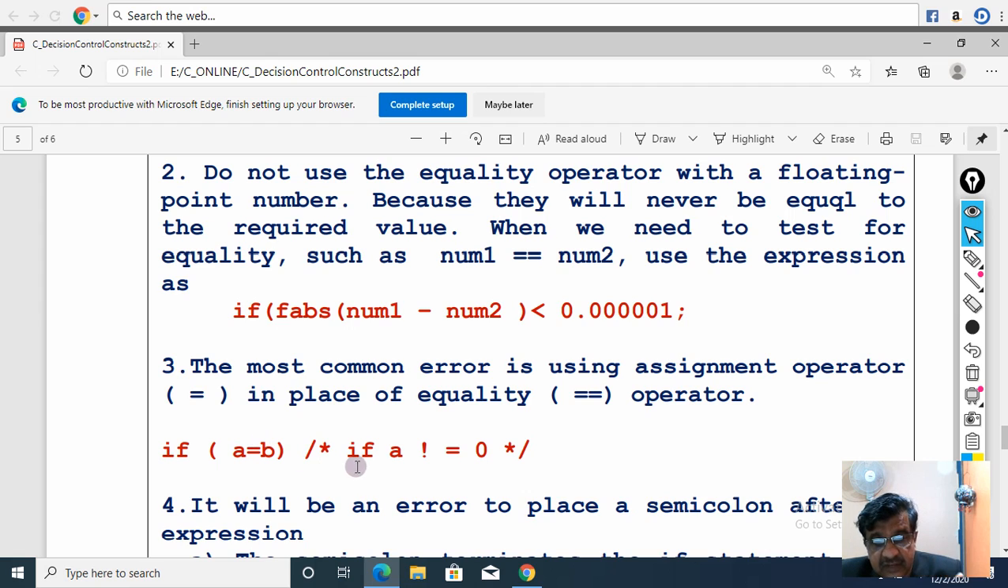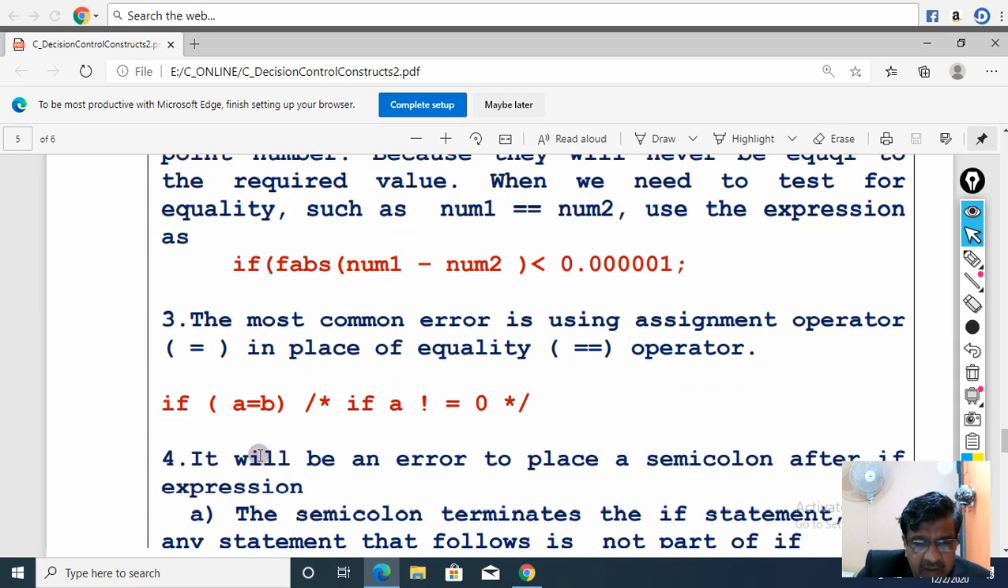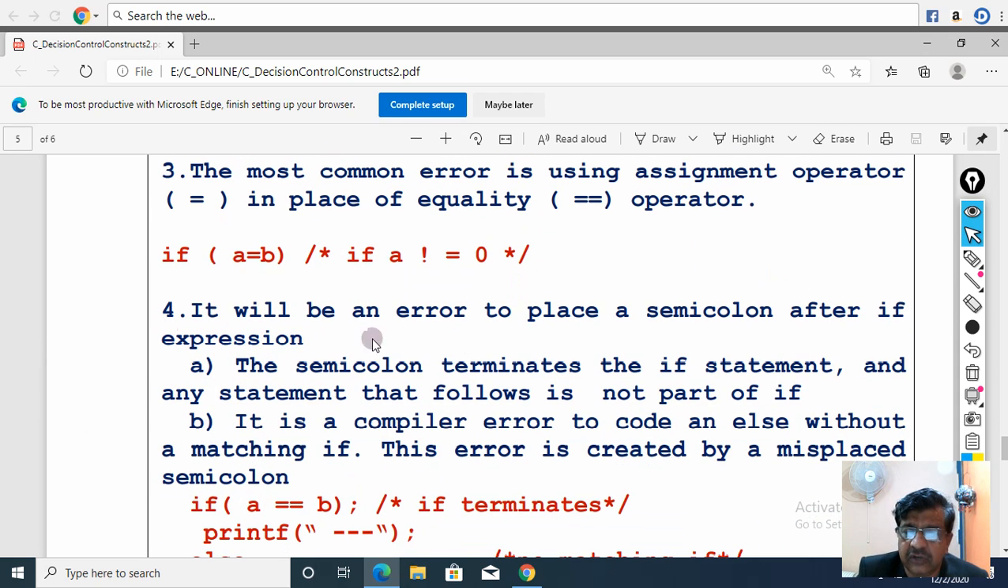Okay, and if A is not equal to 0, if it really happens, the program will simply work, but the answers will be disastrous, and it will be pretty difficult to identify where exactly we have gone wrong. So it will be an error to place a semicolon after the if expression. If you place a semicolon after the if expression, it will die a natural death. It will never get executed. Okay, it is a termination of the if statement. The semicolon terminates the if statement, and any statement that follows is not at all part of the if.